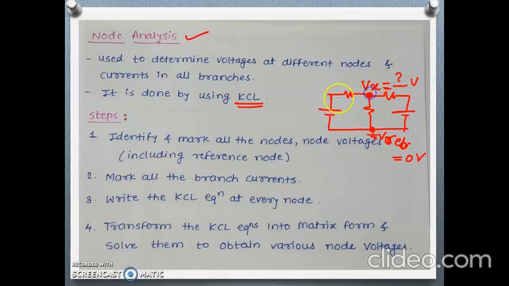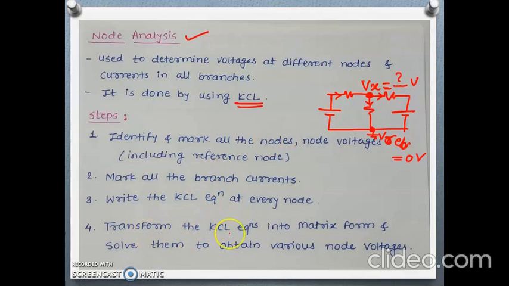Here, suppose this is a node, then this will be the current, and in this way we can mark the current. Then write the KCL equation at every node. Apply the KCL at every node and write the equations in terms of current. This will be our third step.